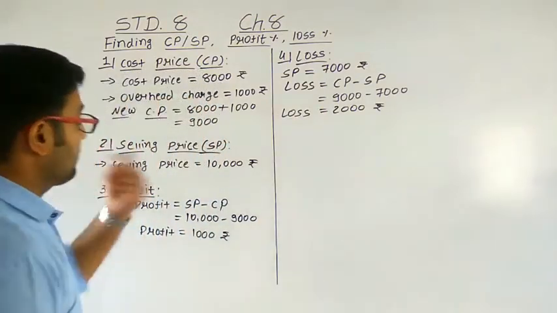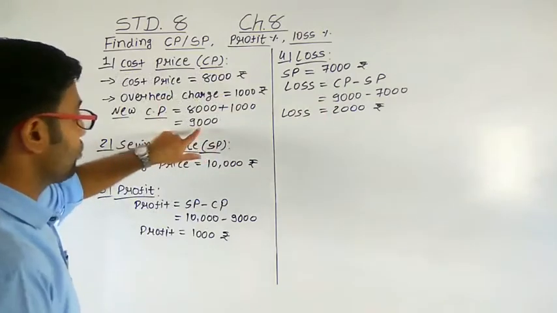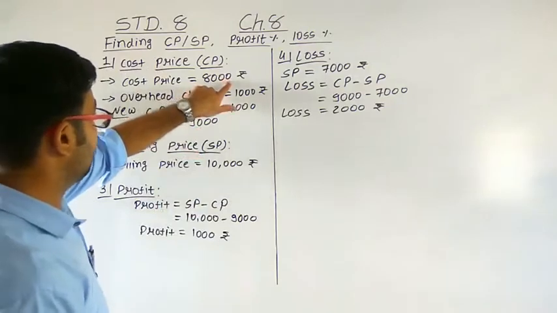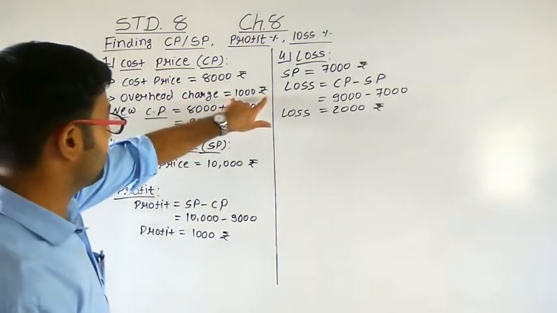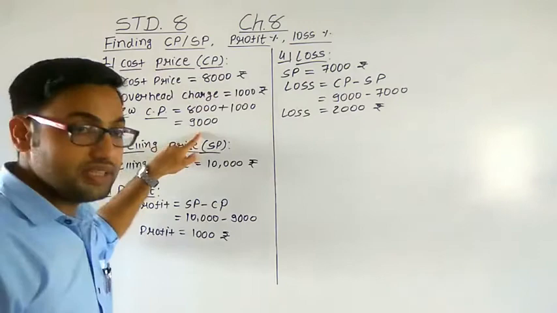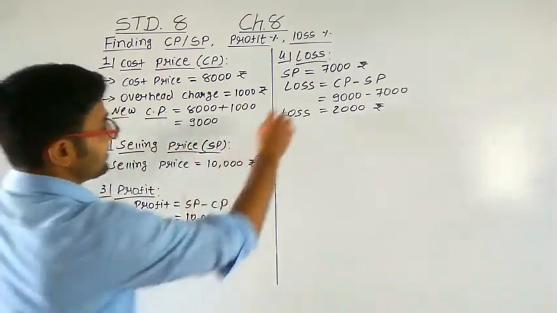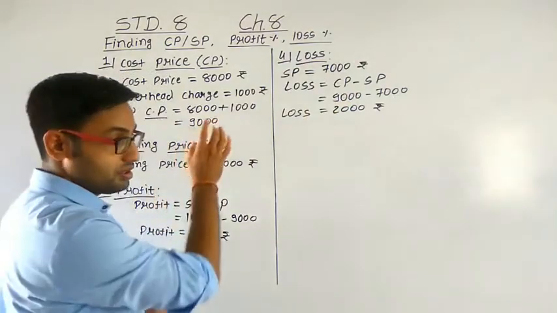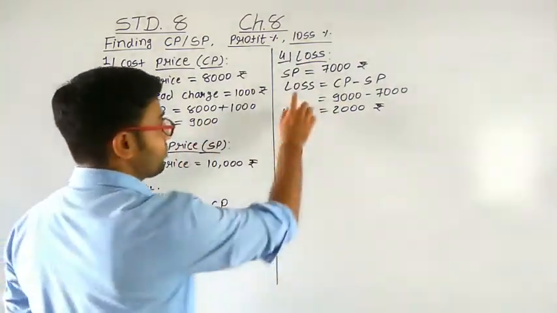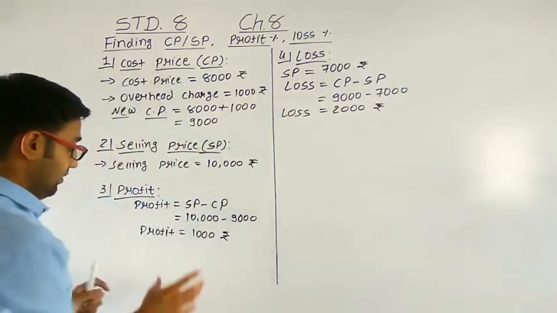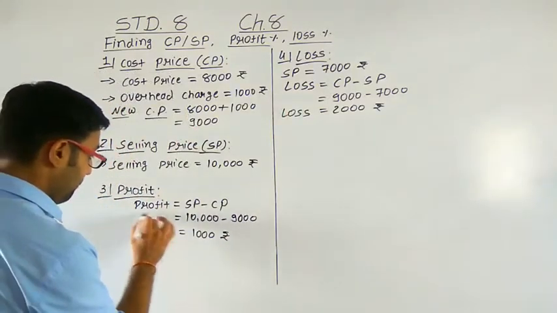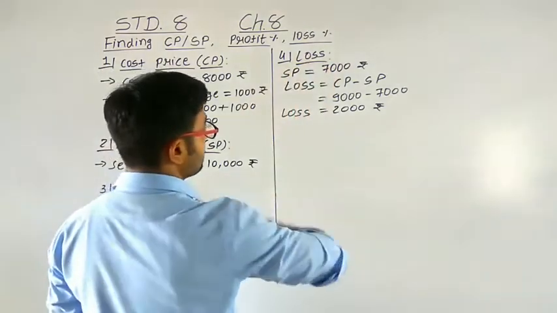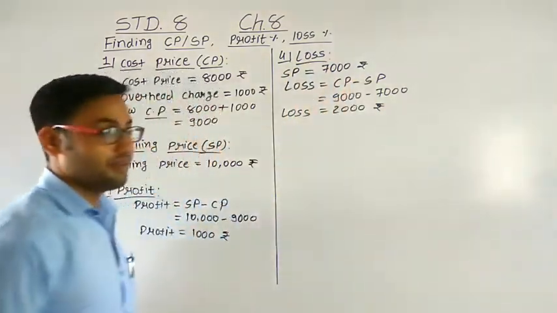Right? So here also we are taking the new cost price. Because in this situation you buy the TV for 9,000, you make an overhead charge of rupees 1,000, so your new cost price will be 9,000. Now you are selling it for 7,000 rupees. So you lose the 2,000 rupees, and that is called the loss. So here the formula of profit is selling price minus cost price, and the formula of loss is cost price minus selling price.